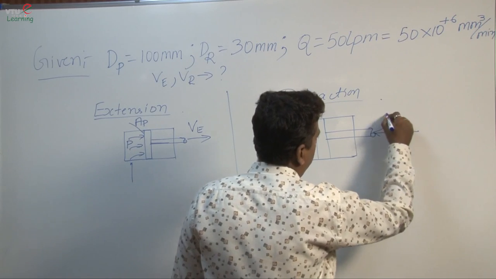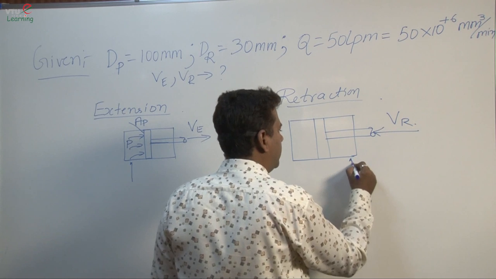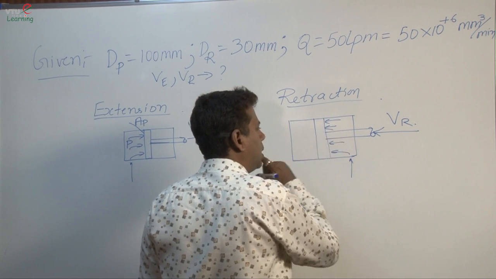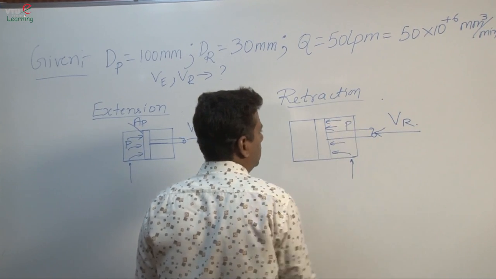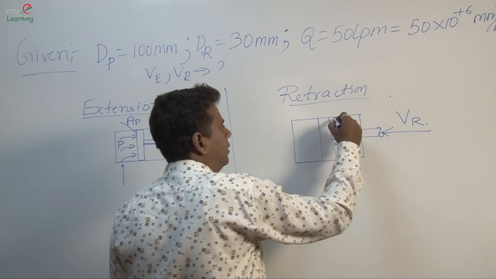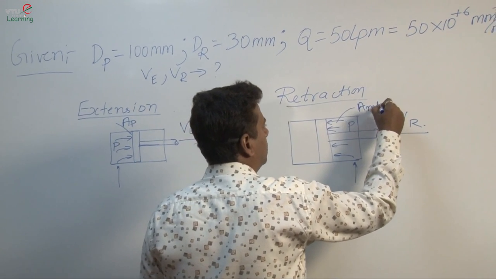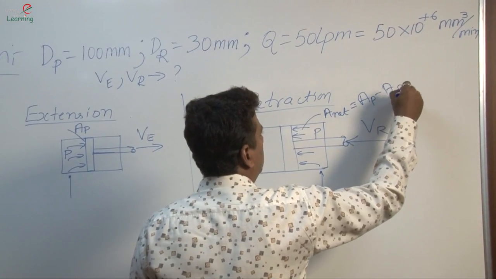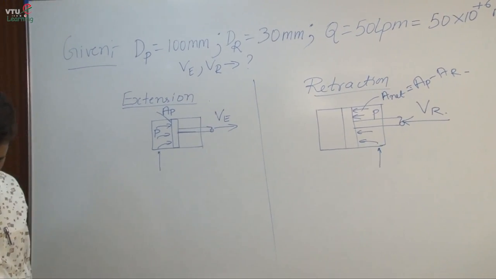Retraction is like this. So velocity of retraction, right? So fluid is entering like this. So this is the area. The pressure is this much and the net area is A net, that is equal to area of the piston minus area of the rod. So this is something you already know, right?